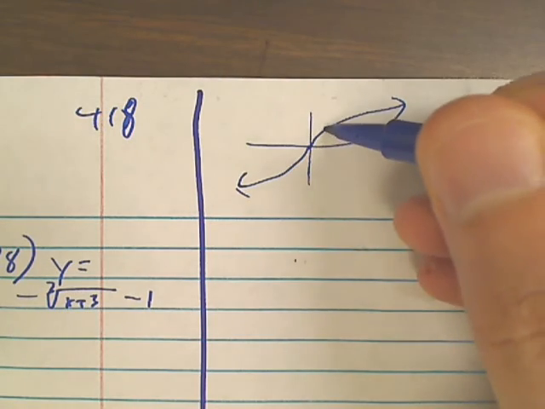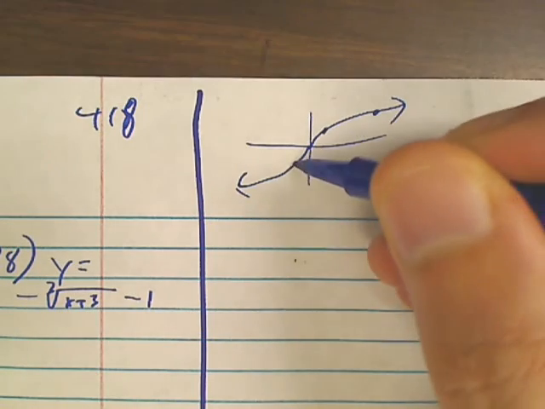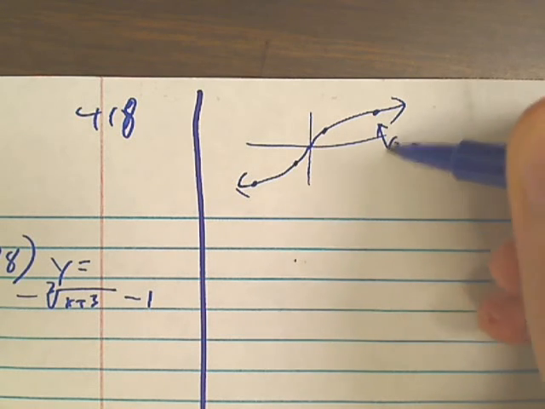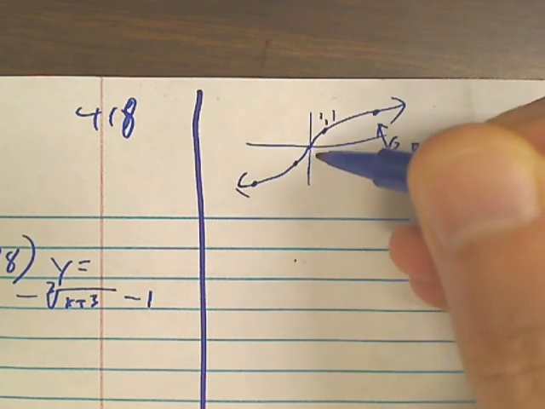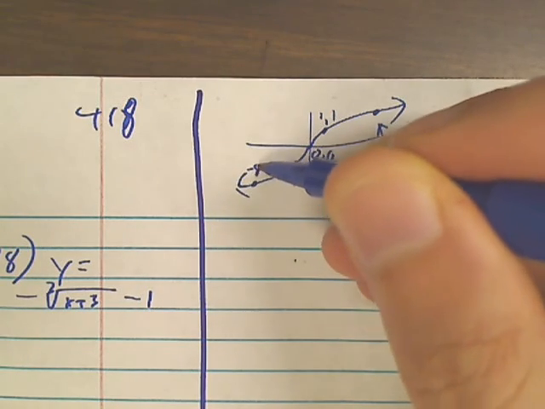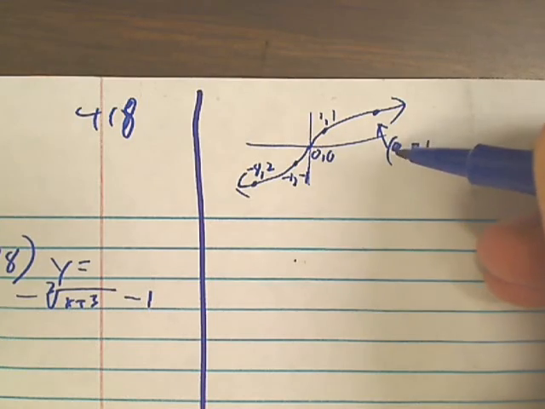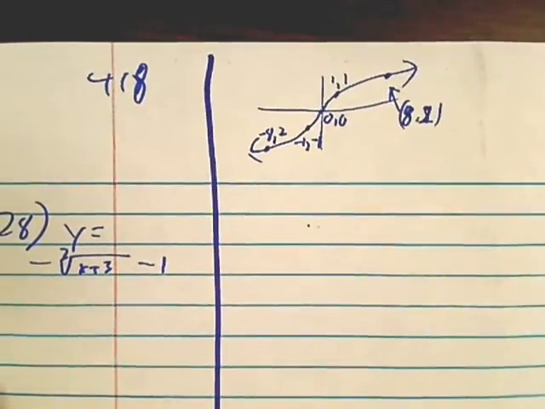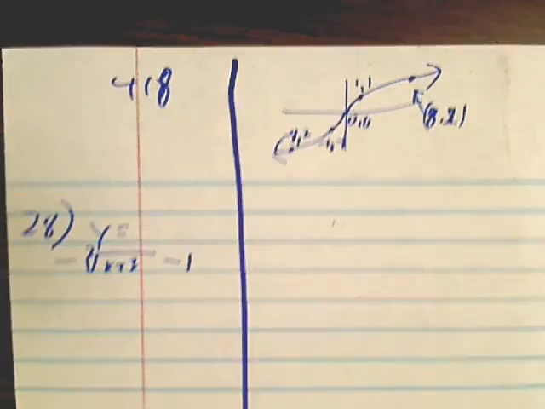I guess I already did step 1 for you. But those are the points: negative 8, negative 2; negative 1, negative 1; 0, 0; 1, 1; and 8, 2. There we go. So go ahead and try that out.